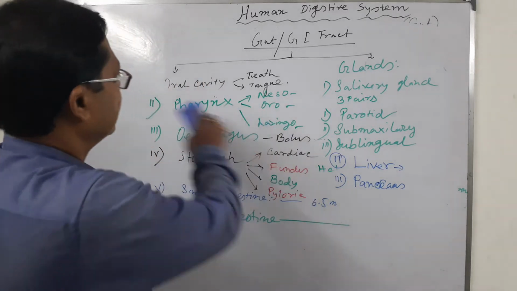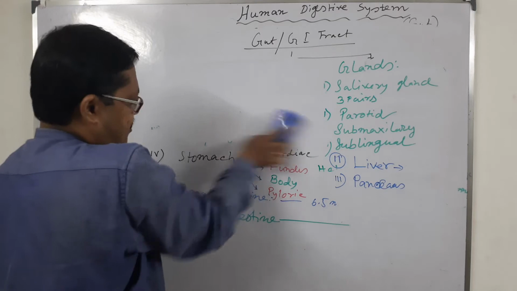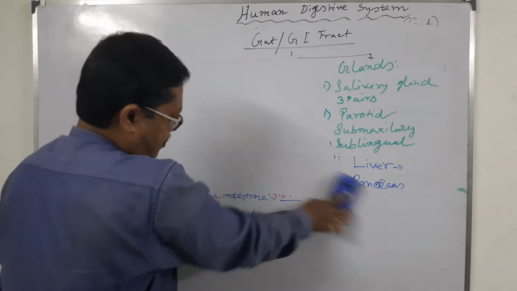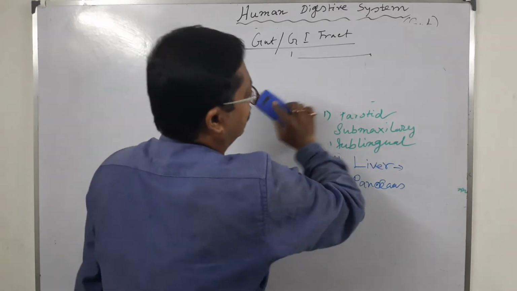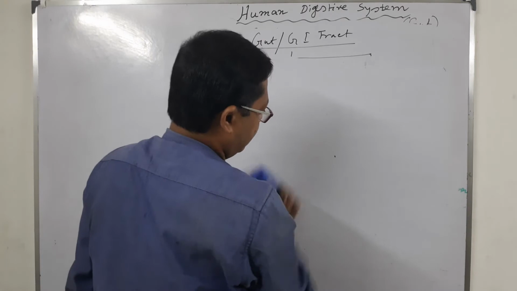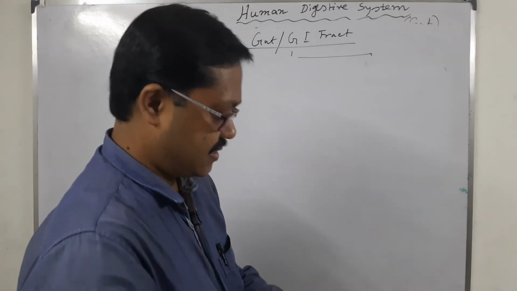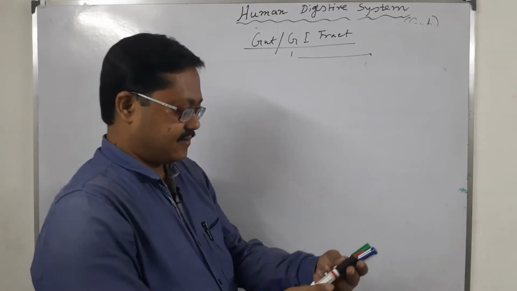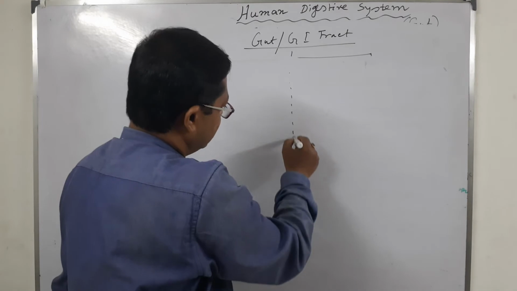Okay, students, let's draw the GI tract of our body stepwise. Follow every step, and you can draw this system very easily. Let me consider a dotted line. This is our axis.